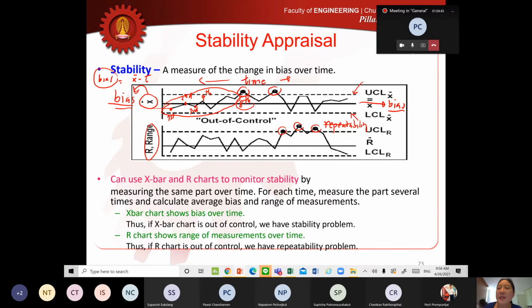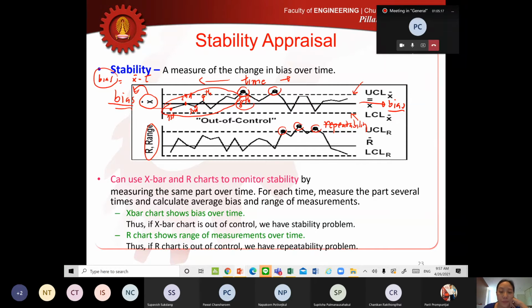Up to now, do you have any question about the stability appraisal? So you can apply control charts to do the appraisal about the stability of the bias, and you can use your previous knowledge about how to construct the control charts to do the stability appraisal.